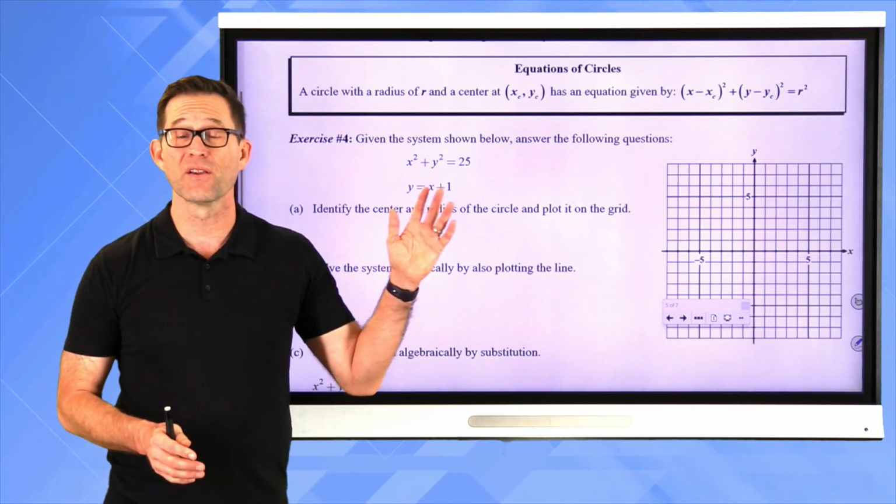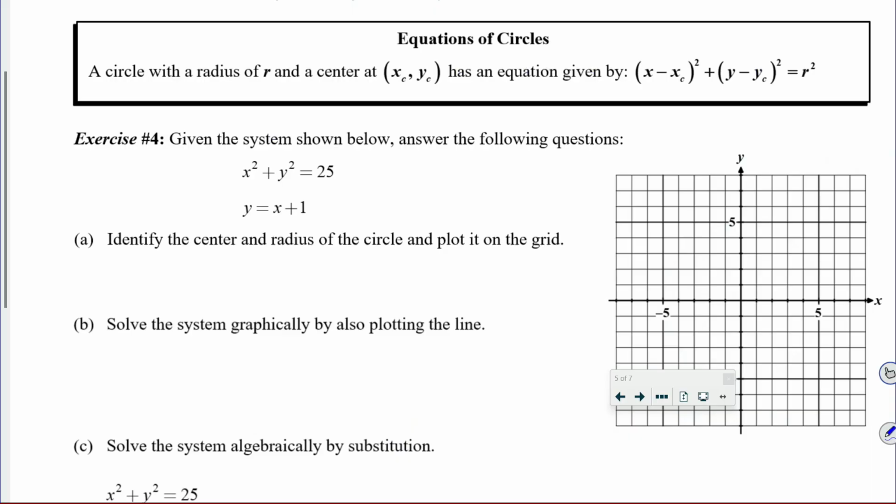All right, so let's take a look at exercise number 4. Given the system shown below, answer the following questions. x squared plus y squared equals 25, and y equals x plus 1. Letter A, identify the center and radius of the circle and plot it on the grid.